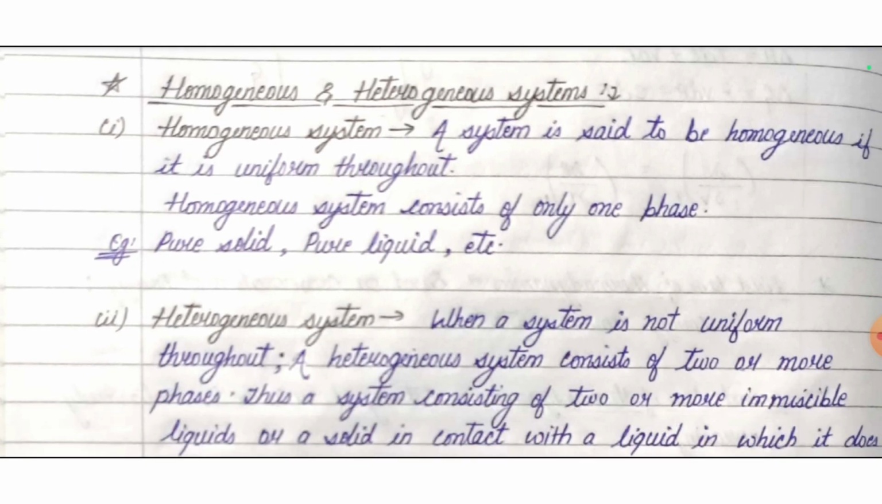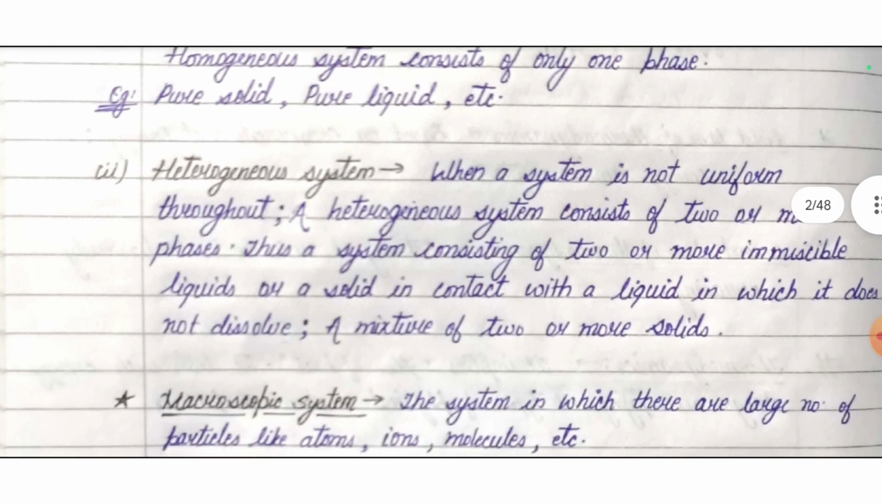Homogeneous and heterogeneous system. First, homogeneous system. A system is said to be homogeneous if it is uniform throughout. A homogeneous system consists of only one phase. Example, pure solid, pure liquid, etc.